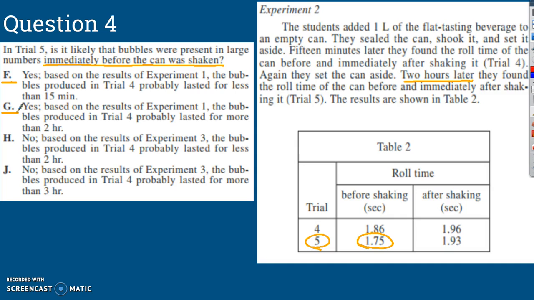No, based on the results of experiment 3, the bubbles produced in trial 4 probably lasted for less than 2 hours. Or J, no, based on the results of experiment 3, the bubbles produced in trial 4 probably lasted for more than 3 hours. That doesn't make any sense. So I think our answer is H. Based on the results of experiment 3, the bubbles produced in trial 4 probably lasted for less than 2 hours. And if this was 2 hours later, then it should have fewer bubbles. So the number of bubbles is going to be smaller. They're not present. So no, they're not going to be present. H is our correct answer.